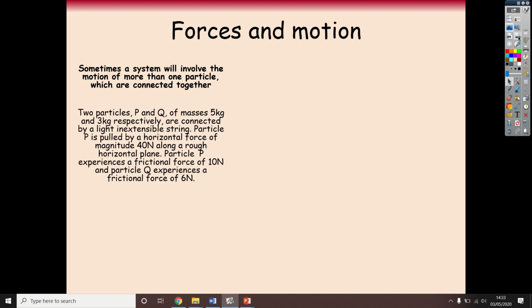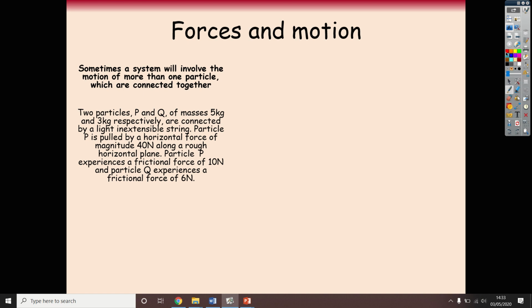I'm going to get rid of these. I might as well read it through. So two particles, these are masses, they're connected by a light inextensible string. Now these two words are going to have modelling assumptions associated with them, and I think that's one of the questions we're going to look at. So we'll come back to what these two things imply about the model.